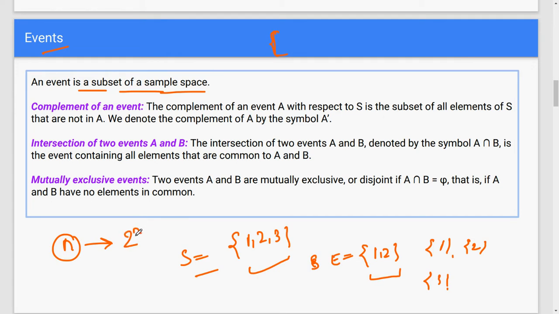Okay, 2^n, right? Okay, so these things come? Sorry. Yeah, right.